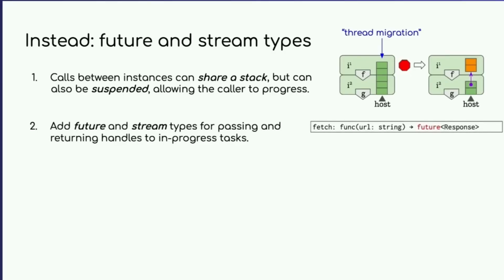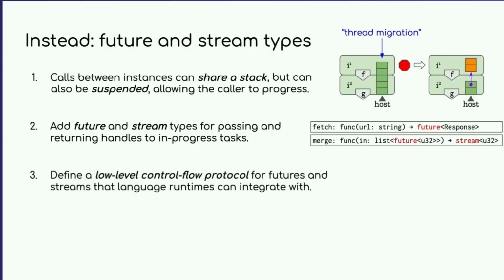So I could have a fetch function that returns a future response, or more generally, a merge function that takes a list of futures and returns a stream. And lastly, we define a low-level control flow protocol for futures and streams that language runtimes can integrate with.